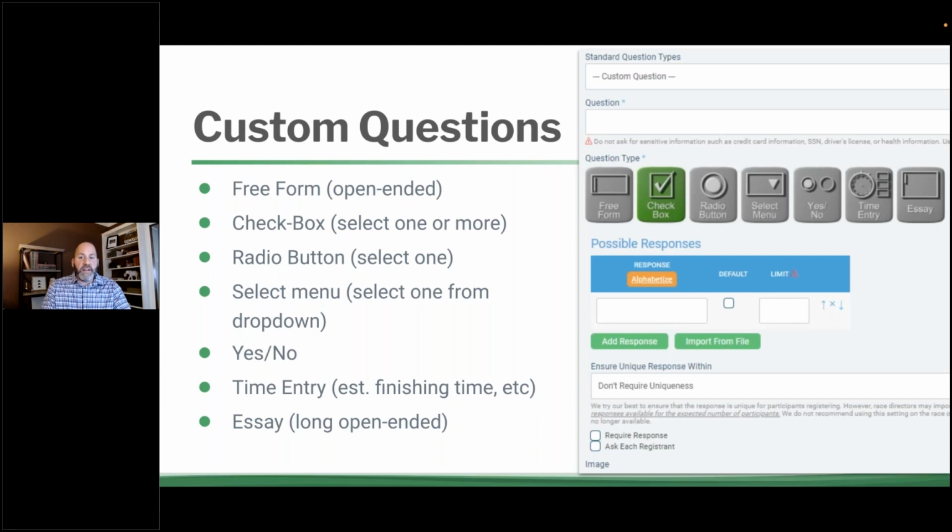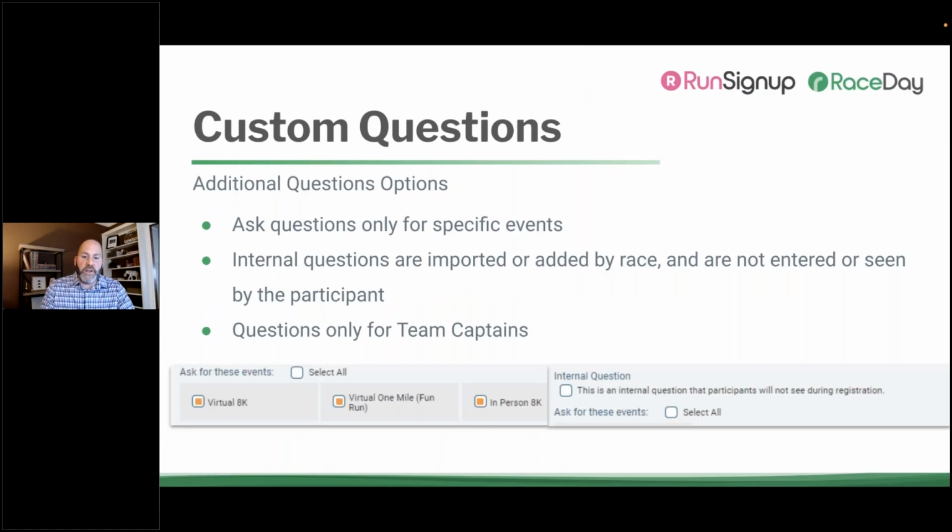Now, when you're ready to create a question from scratch, we've got several options you can choose from. So there's a free form, checkbox, radio button, select menu, yes/no, time entry, and essay. You'll have to decide which one is best for you. And then there are additional options: you can require the response or make it optional. You can ask each registrant or just one time for somebody who's signing up their entire family. So just tons and tons of flexibility with custom questions.